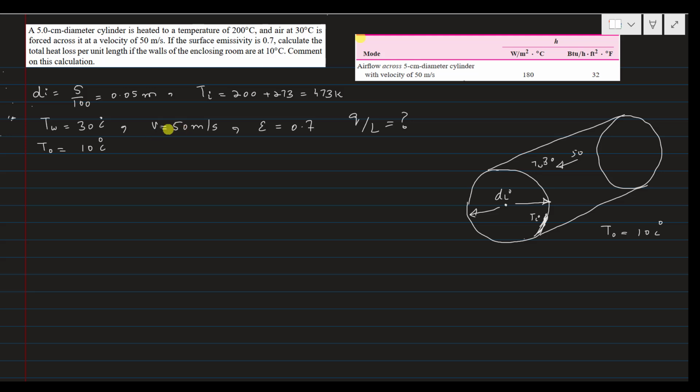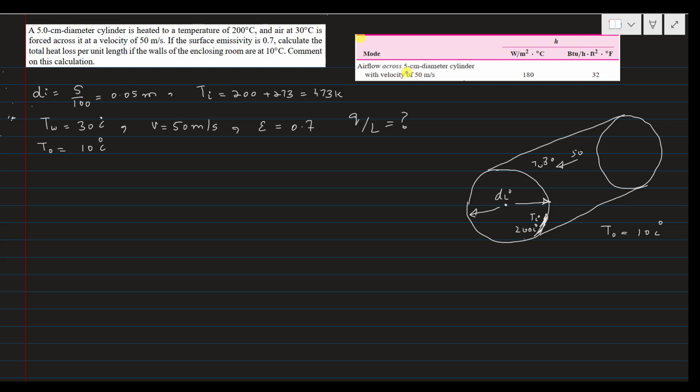So first, if you consider the heat transfer between 200 centigrade and 30 centigrade, convection heat transfer loss occurs, because when air is flowing inside this pipe and the cylindrical pipe is heated at 200 centigrade, with this high velocity, convection heat transfer will occur. So what will be the convection heat transfer coefficient? You can find it in Table 1.3.